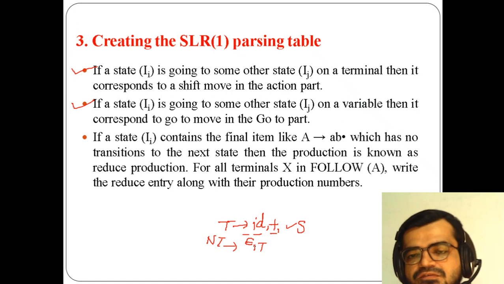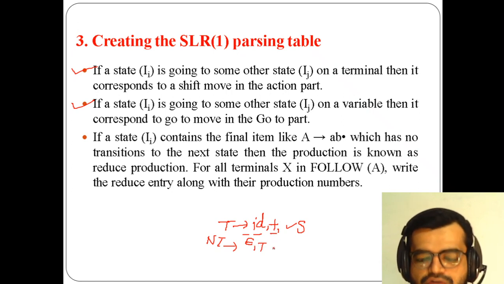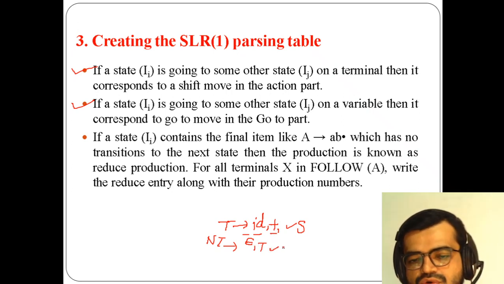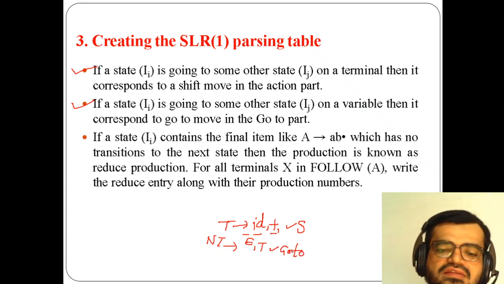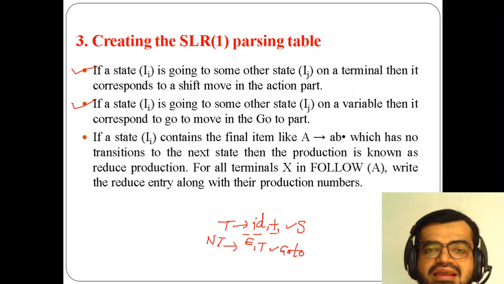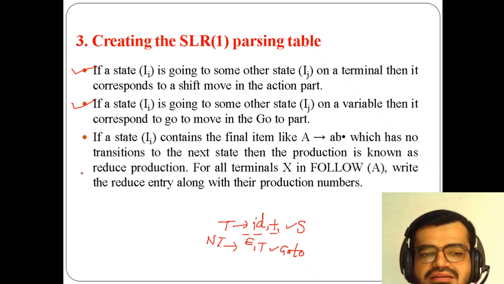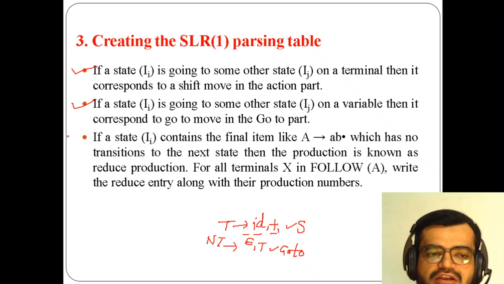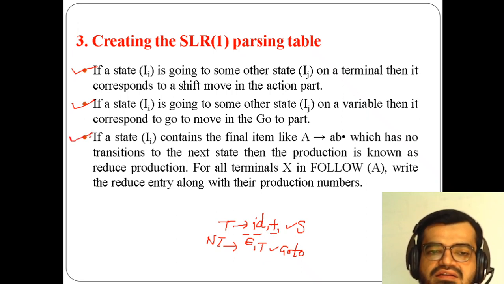So when you perform on E and T, what do you have to perform? You have to perform the go to operation. This step is the same as in LR(0), but the main thing is in the third step. The third step will not be the same as LR(0). There is a variation in the third step.